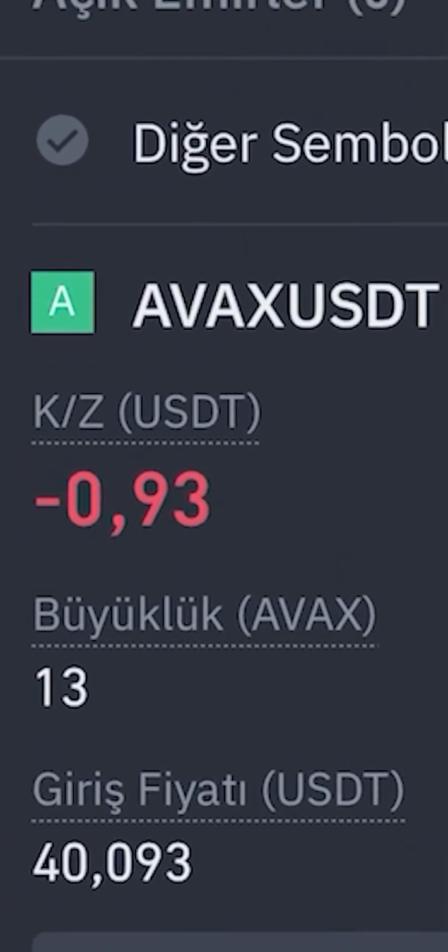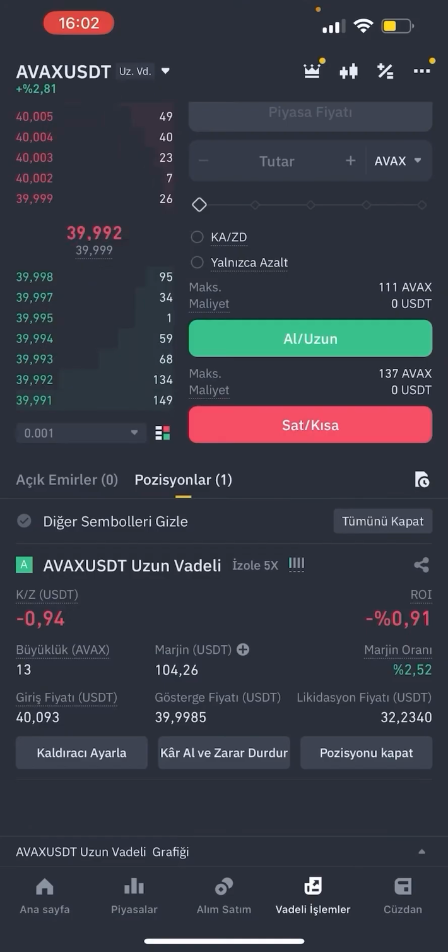Now again, we illustrate futures by opening a position of $100. If my position increases by 10%, I multiply it by 5.